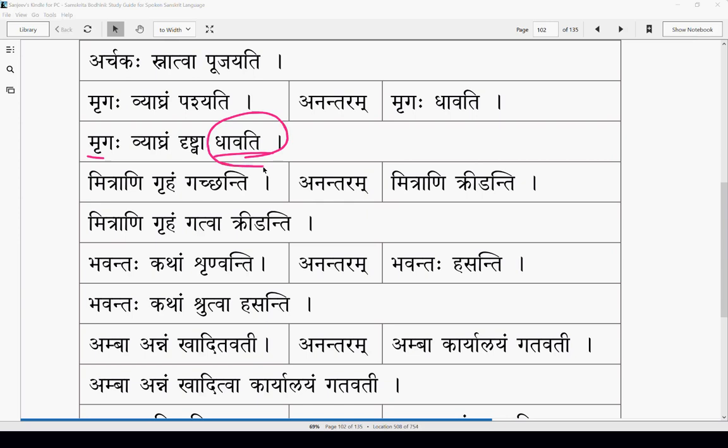Mrugaha vyaghram drishtva dhavati. So in this sentence actually there are two actions happening, right? Two actions happening, though the kriya padam is only one. What is the kriya padam here? Mrugaha vyaghram drishtva dhavati. When somebody asks what is the kriya padam in this sentence, dhavati is the answer. Kriya padam is only dhavati. And what is its tense? It is the present tense. And what about drishtva? Drishtva, is it an action? Yes, it is an action. Drishtva means after looking at.